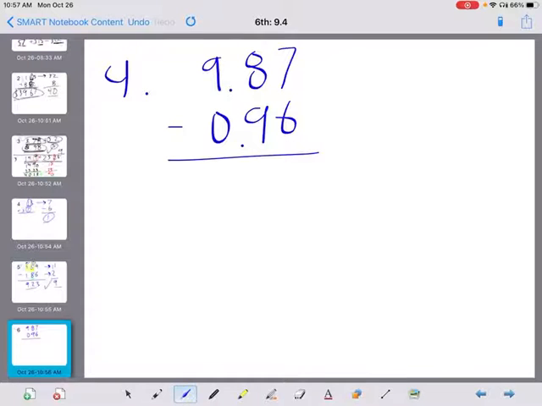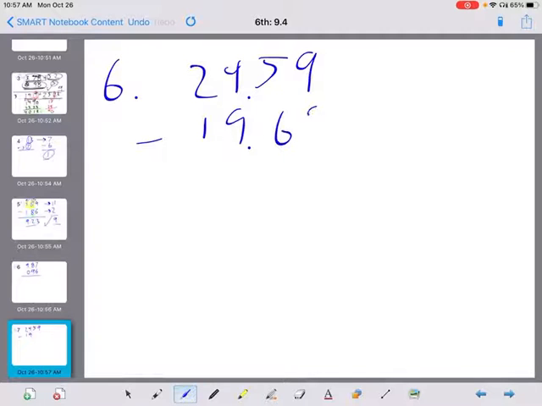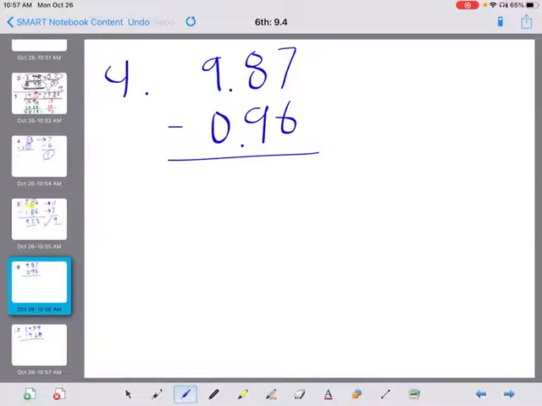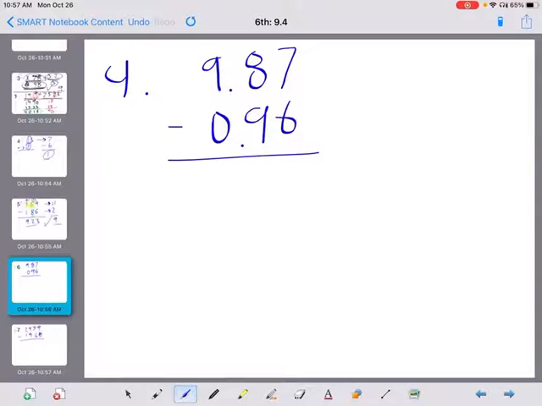So this is the first one you should be doing, and then the second one, number 6, is 24.59 minus 19.68. So pause now and do those 2, 4 and 6. It's on the bottom of page 69. And then come back and you can check your answer with what I had.